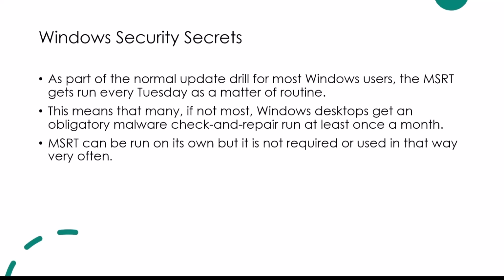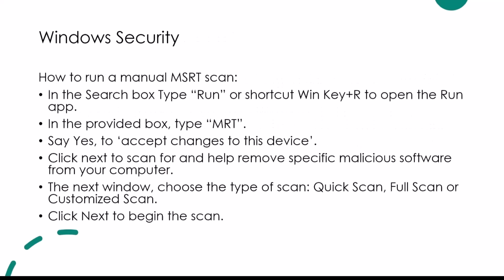If you want to do a manual run of MSRT, in the search box, type run, or you can use the shortcut Windows key plus R to open the Run app. In the provided box, type in MRT, say yes to accept the changes to this device, then click Next to scan for and help remove specific malicious software from your computer. In the next window, choose the type of scan you want to run: quick scan, full scan, or custom scan. Click Next to begin the scan.